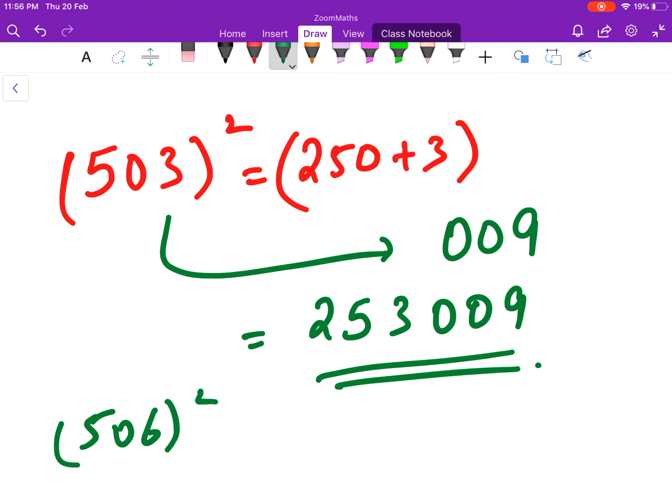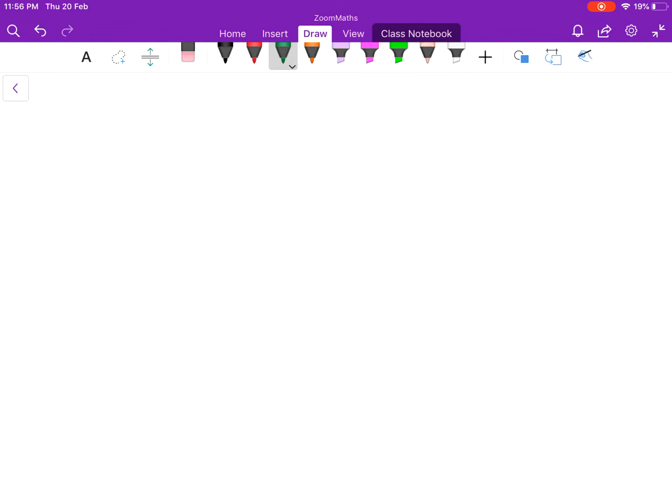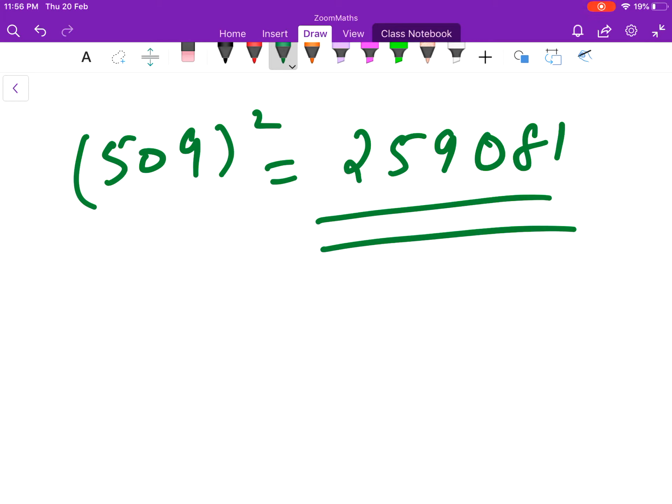Let's take one more example. 506 square is 250 plus 6, so 256,036 is your answer. It's a one liner. Let's take the next one. 509 square is equal to 259,081, your answer.